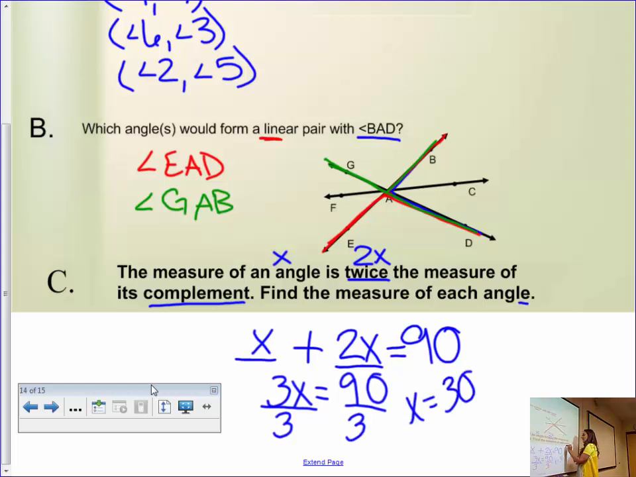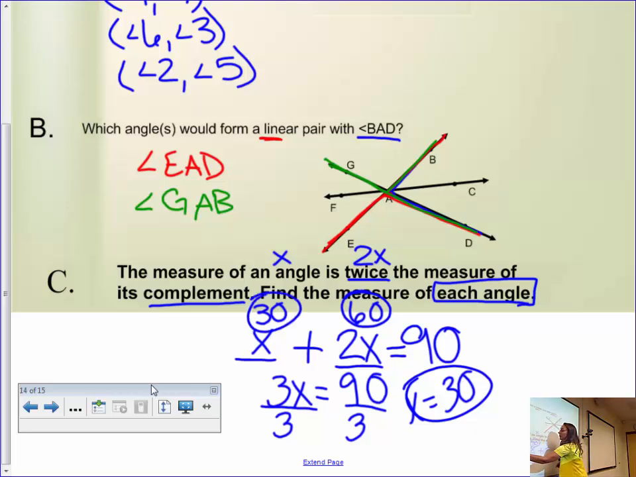The question says find the measure of each angle. Well, in the fill in the blanks, we represented each angle here, okay, plugging it back in. So one angle is going to be 30, and the other angle is going to be 2 times 30. Oops. So 30 and 60 are our 2 angle measures. And if you notice, one is twice the measure of the other, okay?